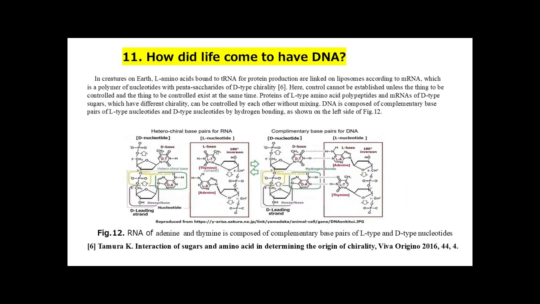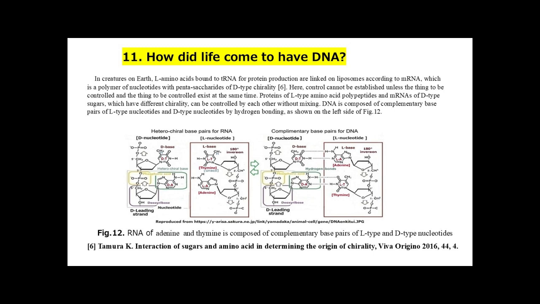How did life come to have DNA? In creatures on Earth, L amino acids bound to tRNA for protein production are linked on liposomes according to mRNA, which is a polymer of nucleotides with pentasaccharides of D-type chirality. Here, control cannot be established unless the thing to be controlled and the thing to be controlled exist at the same time. Proteins of L-type amino acid polypeptides and mRNAs of D-type sugars, which have different chirality, can be controlled by each other without mixing.